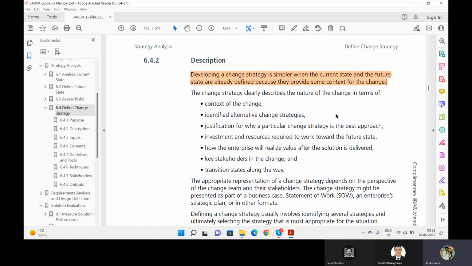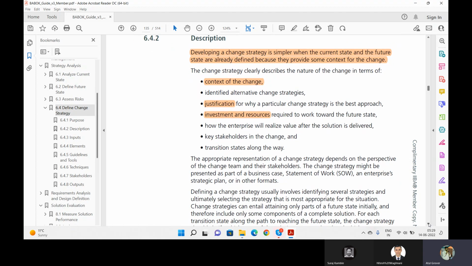So change strategy clearly describes the nature of the change in terms of the context of the change. BACCA model ka basic. Identify alternative change strategies, that is, what are the other ways to do that part. Justification, that why this is the best approach. Important point hai: investment and resources to fulfill that for the future state. Key stakeholders of the change and transition states along the way. So these are the major terms which you have to identify, that why we need this alternative approach.